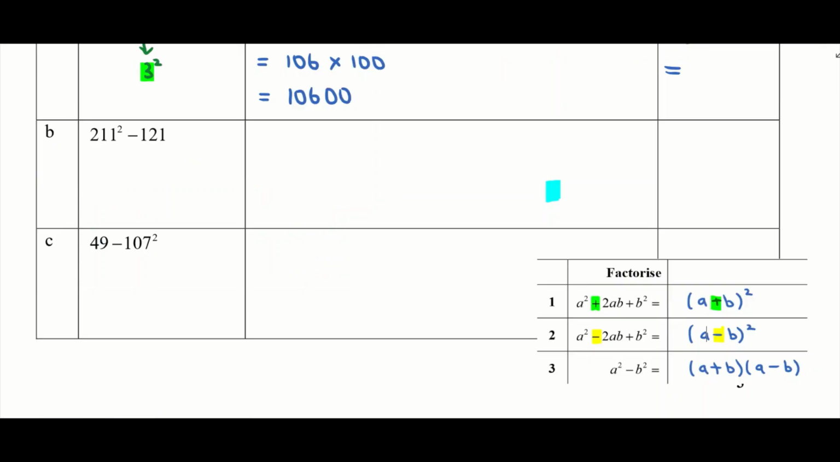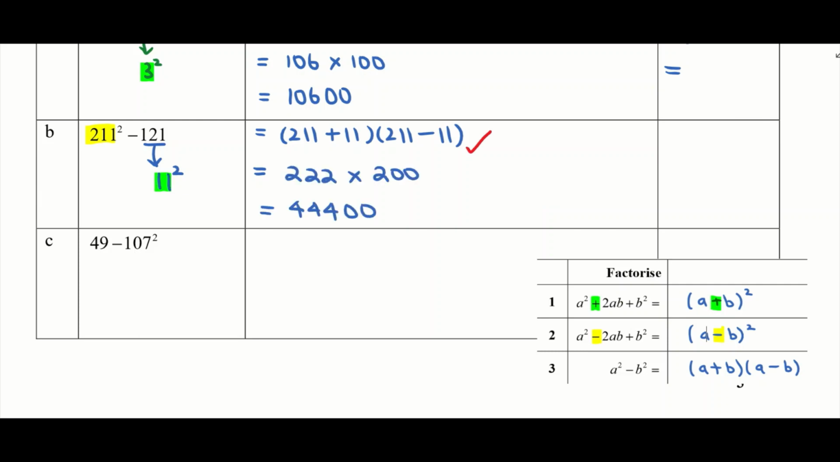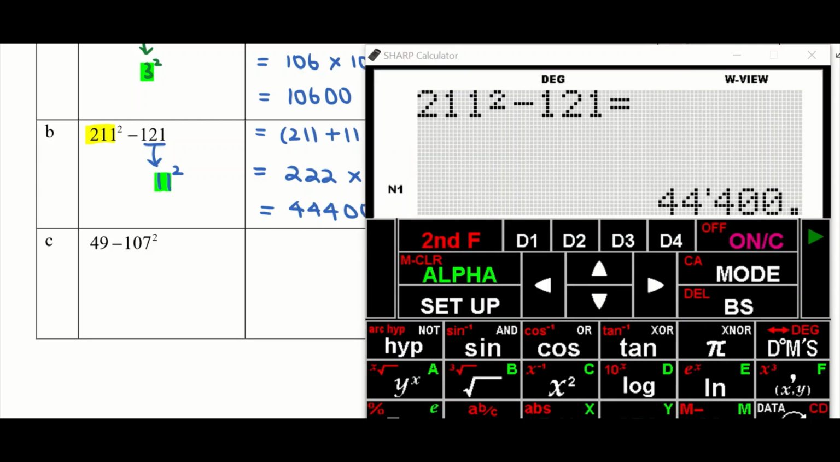Do I still see a difference of two squares? The first term is 201², and the second term, 121, is actually a square number, 11². So let's use our identity. A² − B² equals (A + B)(A − B). After I showed this working step, it's now easier to calculate. The answer is 44,400. And I can verify this using a calculator.